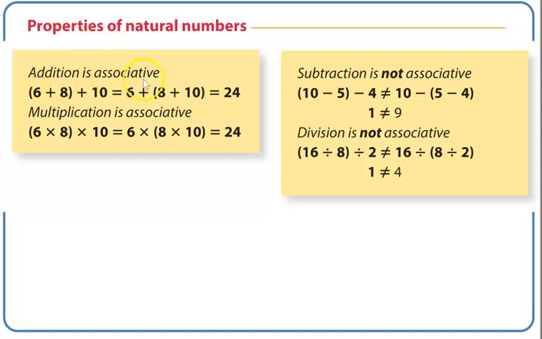So addition is associative. (6 plus 8) plus 10 is equal to 6 plus (8 plus 10), which is equal to 24. And multiplication is associative. (3 times 4) times 5 is equal to 3 times (4 times 5). So it does not matter where the brackets go. Subtraction, however, is not associative. (10 minus 5) minus 4 is not equal to 10 minus (5 minus 4). So let's have a look at this in a bit more detail.